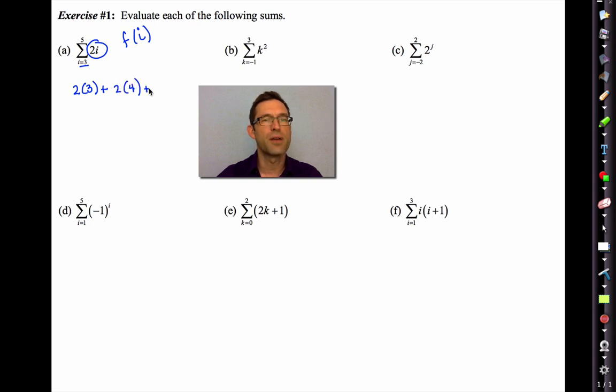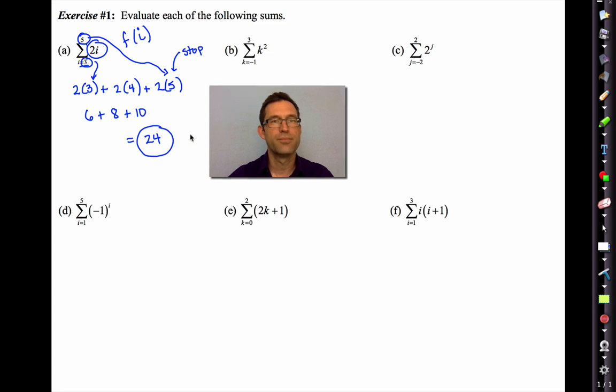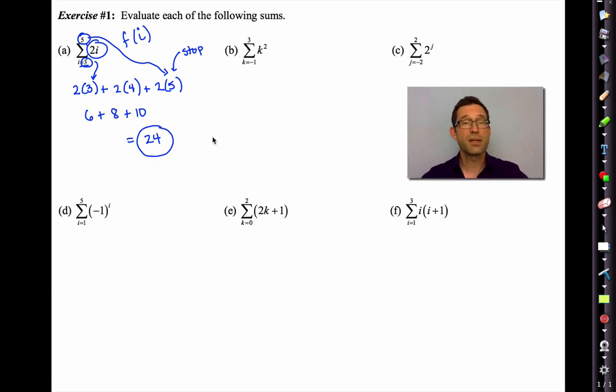And then I'm going to do plus. And then I'm going to move it up by 1. And I'm going to do 2 times 5. And then I'm going to stop, because that's my stopping input. This is my start. This is my stop, and now I just have to do the sum. 6 plus 8 plus 10 gives me 24. All right, that's not so bad. Sum up a bunch of numbers. Let's do another one together.